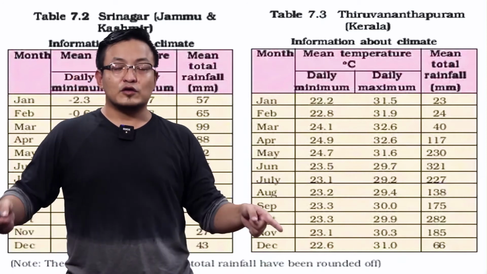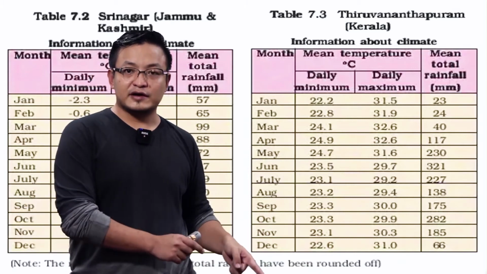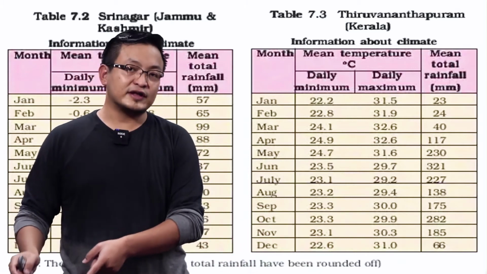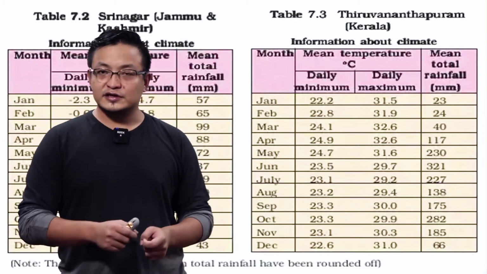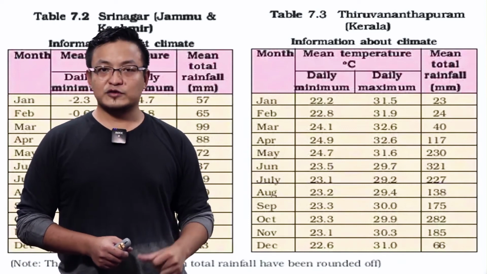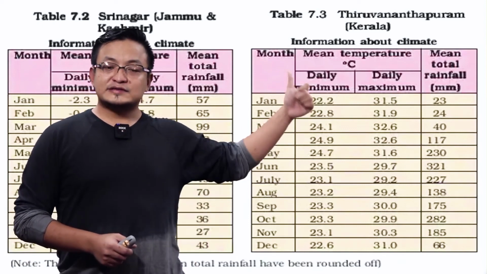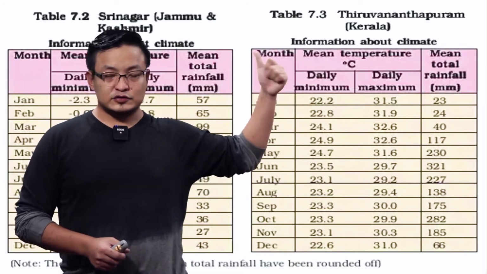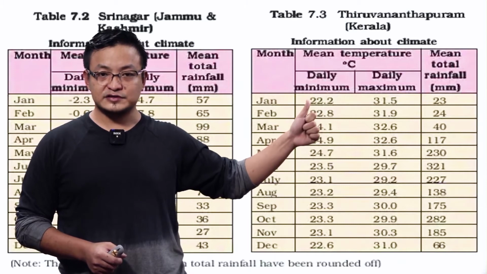Right, this is all in India. But we have two different places, Srinagar and Thiruvananthapuram. So we see that in January, the minimum temperature recorded at Srinagar was minus 2.3 degrees Celsius. But in January in Thiruvananthapuram, the minimum temperature was 22.2 degrees Celsius.